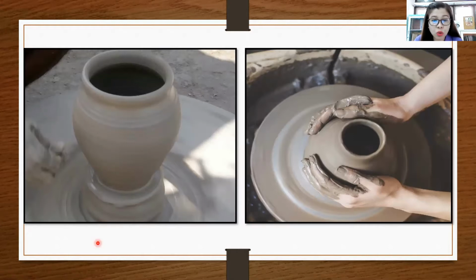What type of soil do you think is good for pottery? So we have the clay soil. So clay soil can be shaped.